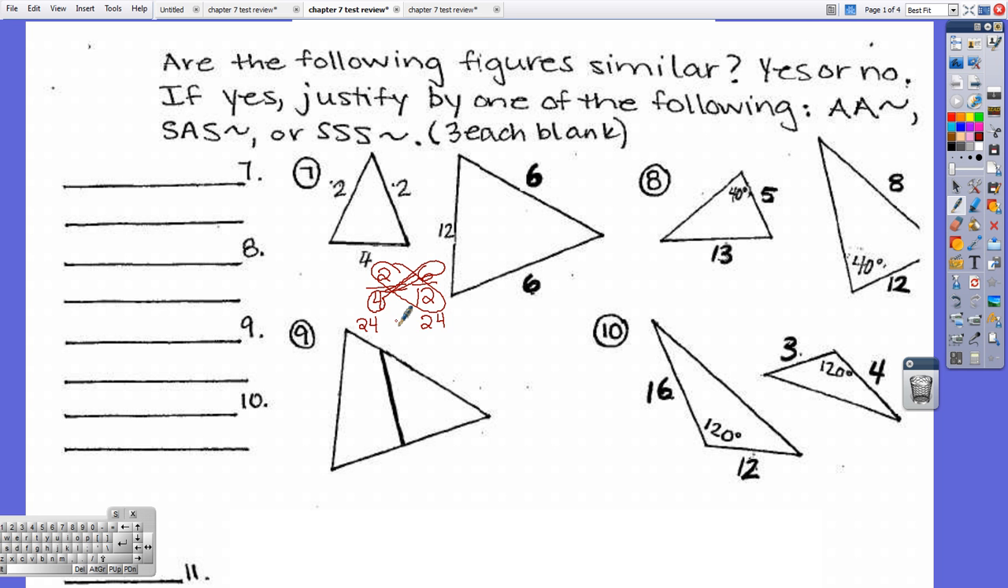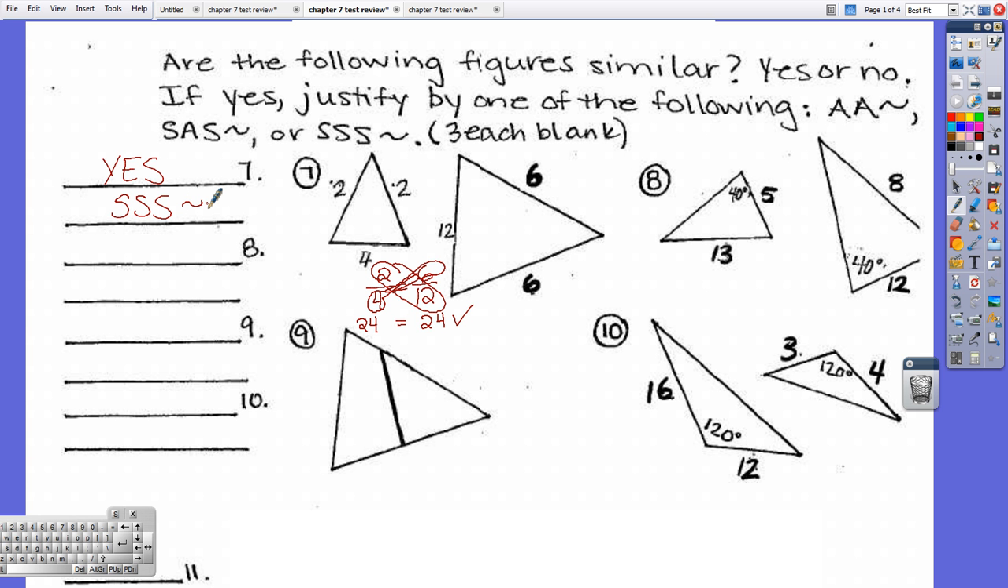Are they equal? Yes. Okay, there are no sides, but I know that all the sides are proportional, because I'd have 2 over 4, 2 over 4, 6 over 12, 6 over 12. So this is a yes. And I don't have any angles, so it's not going to be angle, angle, and it's not going to be side, angle, side. It's just simply side, side, side, similarity.